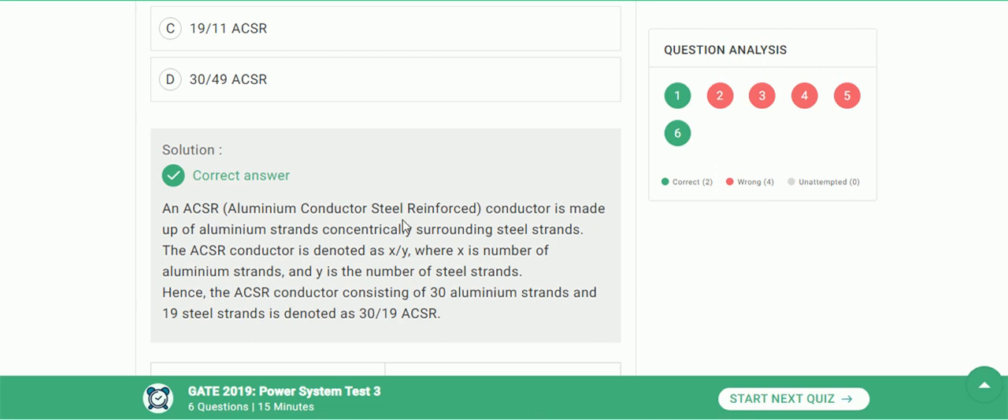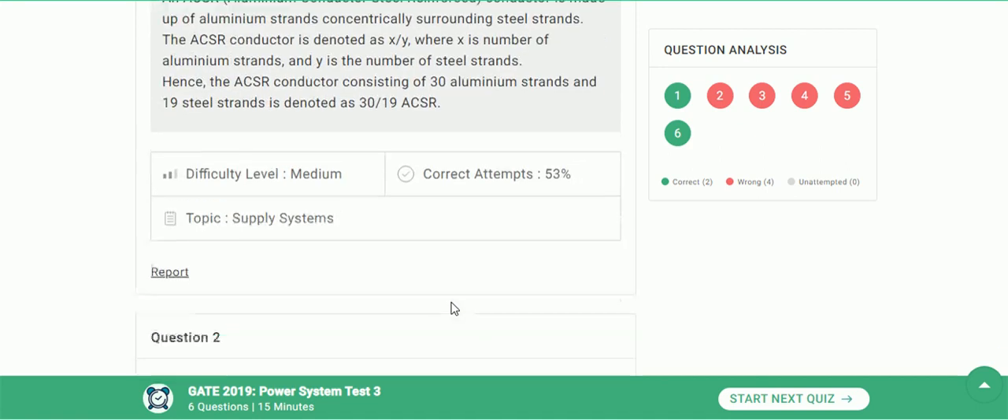Here, ACSR is a steel reinforced conductor. It is made up of aluminum strands constantly surrounding the steel strands. The ACSR conductor is denoted by X by Y, where X is the number of aluminum strands and Y is the number of steel strands. Hence, 30 aluminum strands and 19 steel strands is denoted by 30 by 19 ACSR.